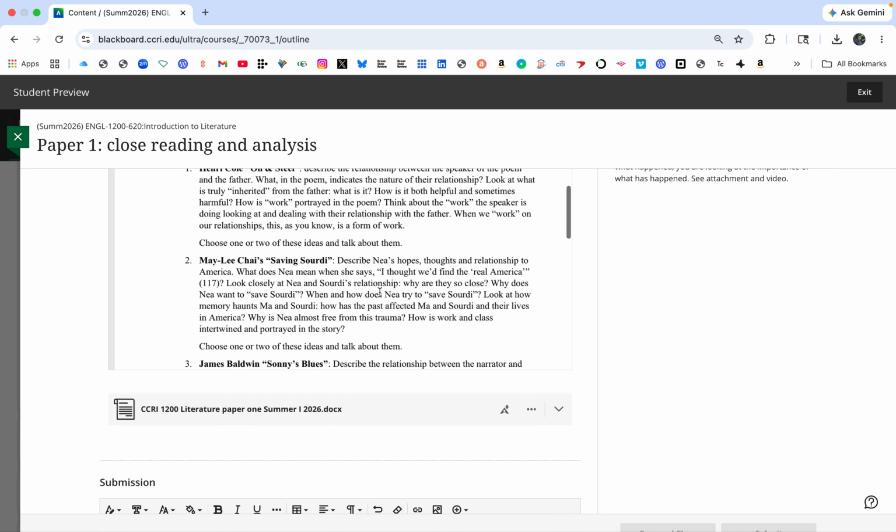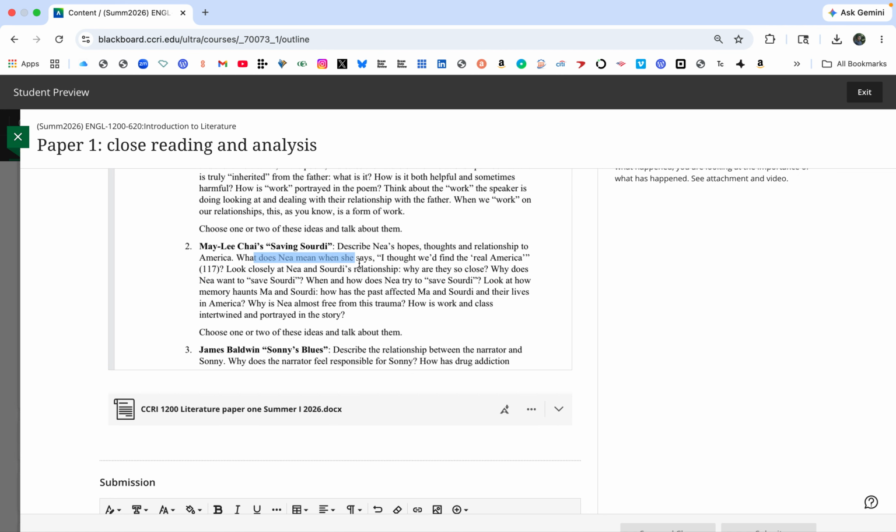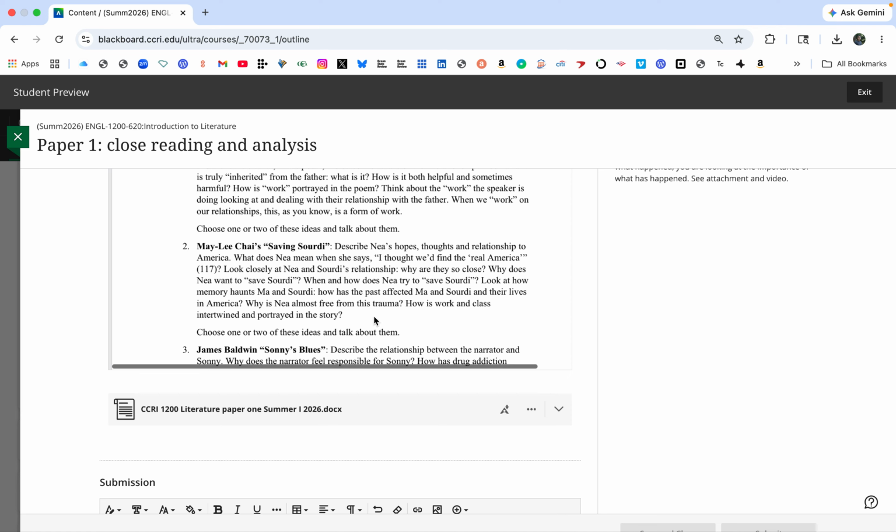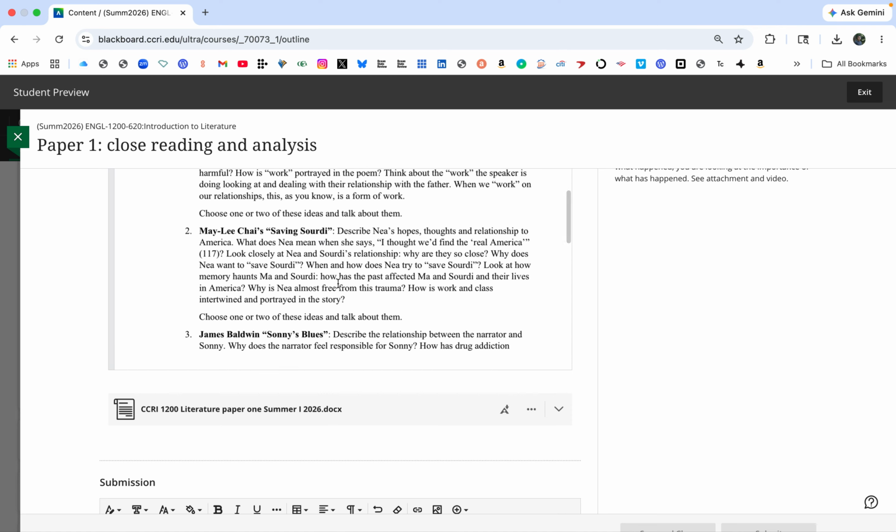Why does Nia want to save Sordy? Nia wants to save Sordy because she feels Sordy deserves more and that Sordy's settling. There's a number of reasons why Nia wants to save Sordy, right? Sordy literally saves Nia's life. She feels like she has to protect her. Memory haunts Ma and Sordy because they're old enough to remember and experience the Cambodian genocide, and Nia really doesn't, right? So answer one of these questions.